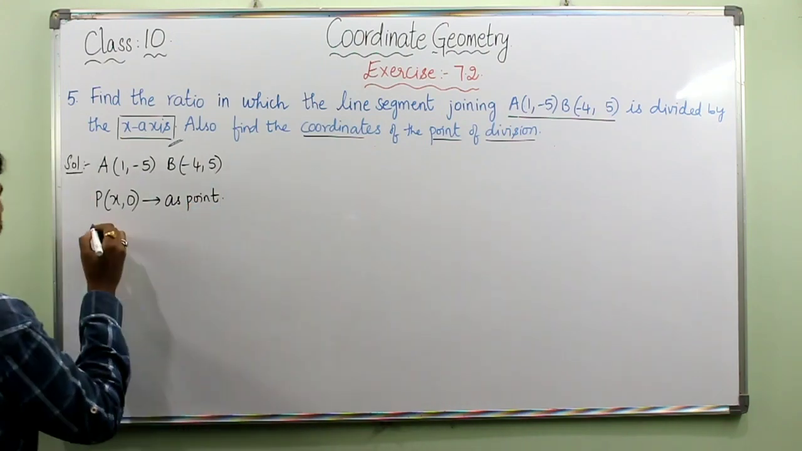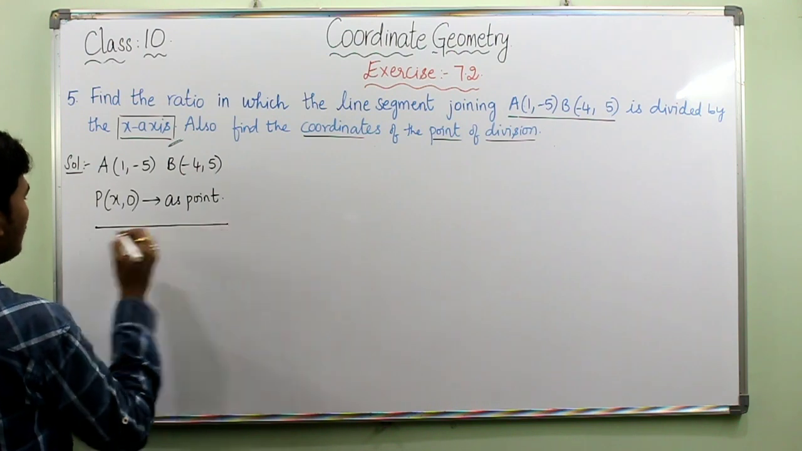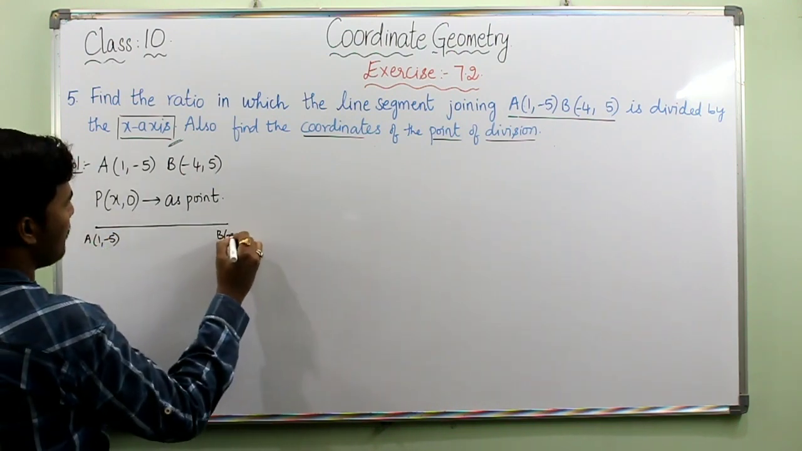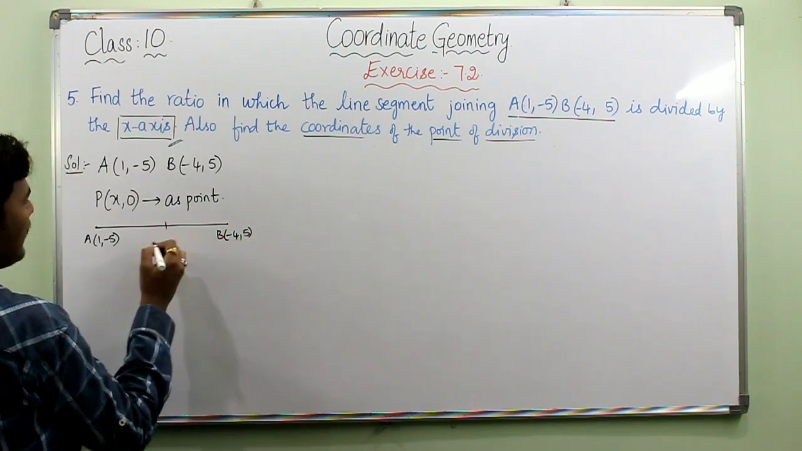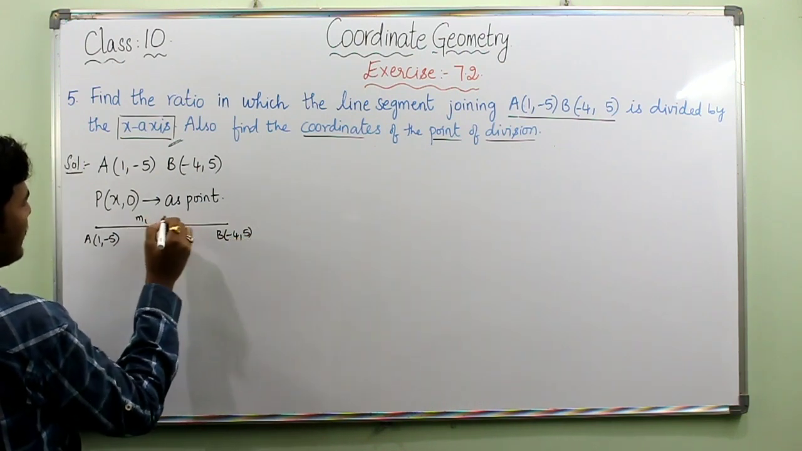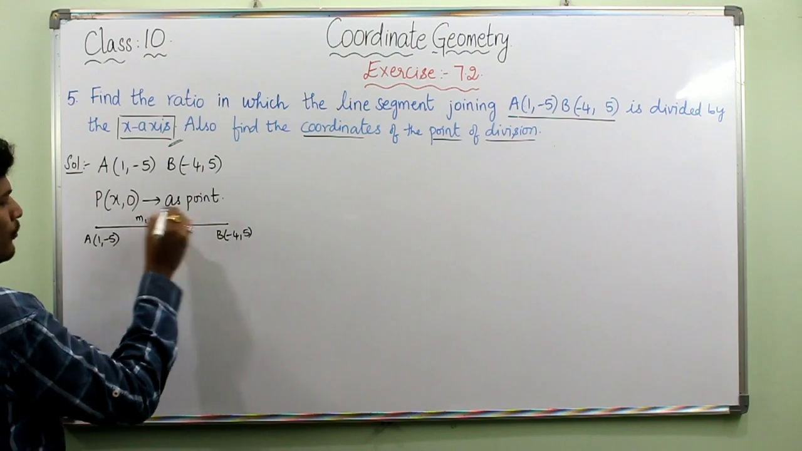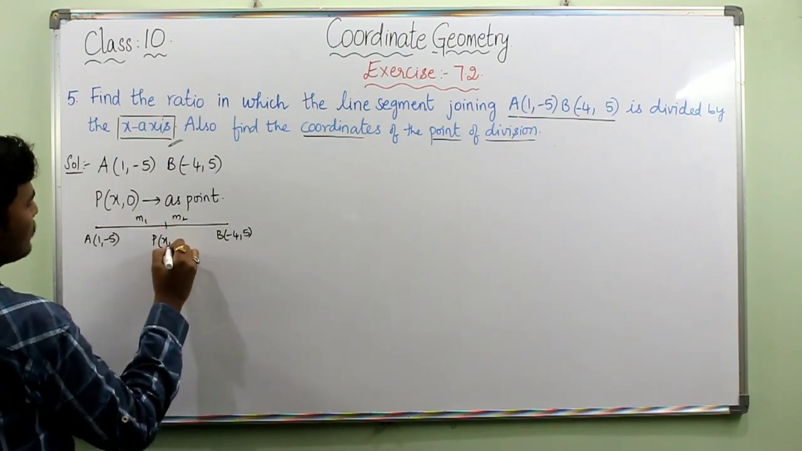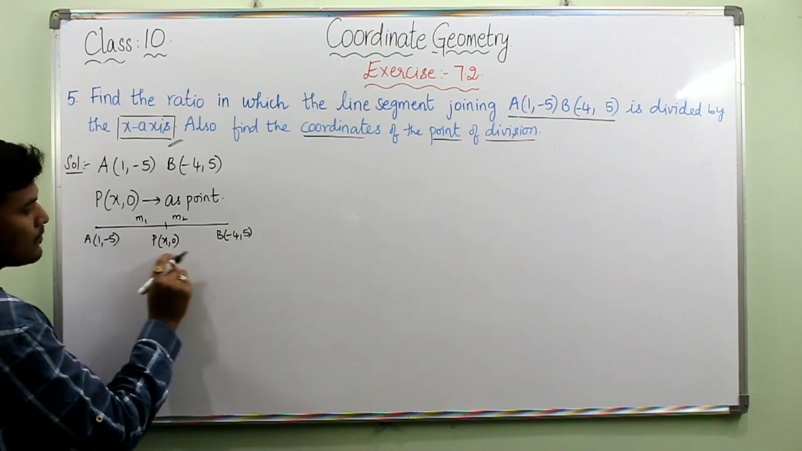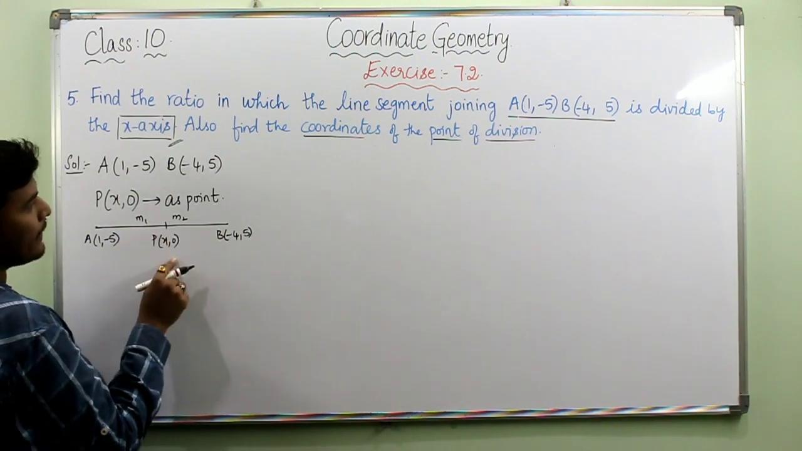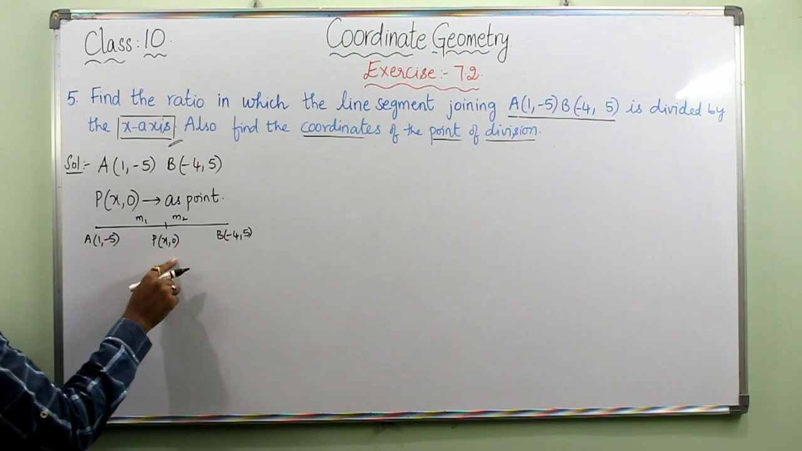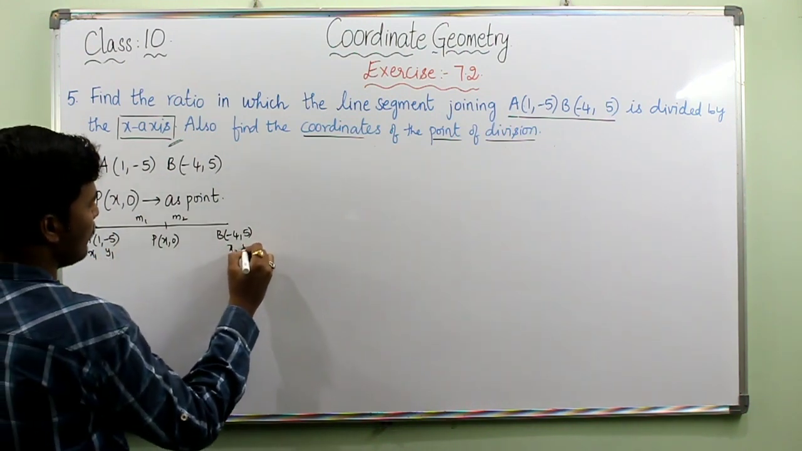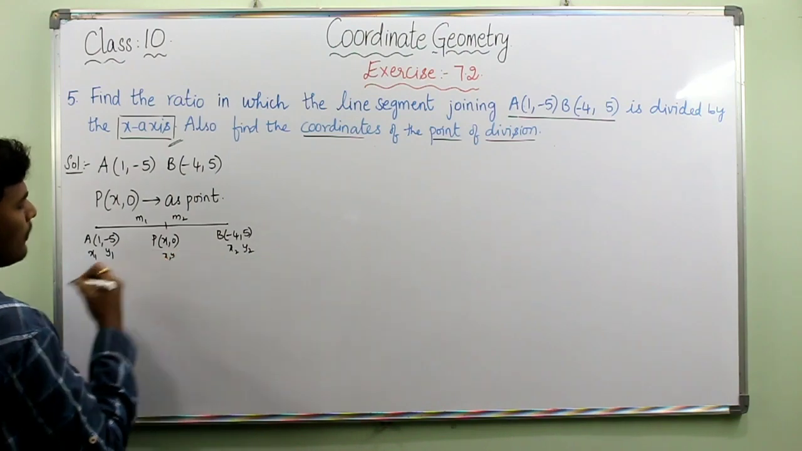Now if I draw this line segment, A is (1, -5) and B is (-4, 5), and the ratio we have to take as m1:m2 because we have to find that ratio here. And let us consider that the point is (x, 0). Why are we taking (x, 0)? Because it is getting divided by the x-axis. So name these points as (x1, y1) and (x2, y2). This will become (x, y).